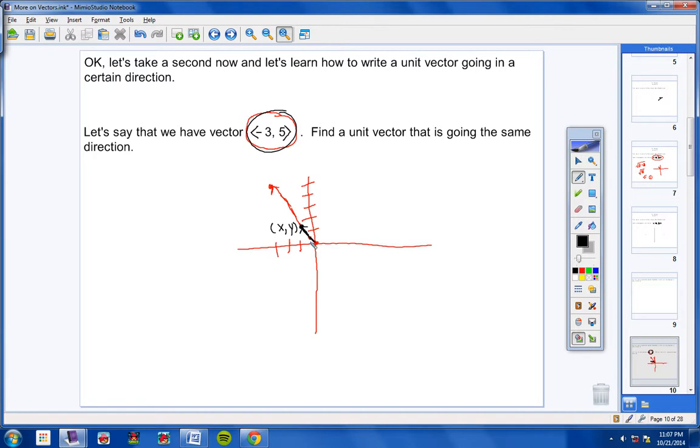Now it's really pretty easy to do. We're going to go ahead and call this vector here u, okay? We're going to call this u. And here's what we're going to do. There's a formula we use that helps us write unit vectors. Write this down, please.